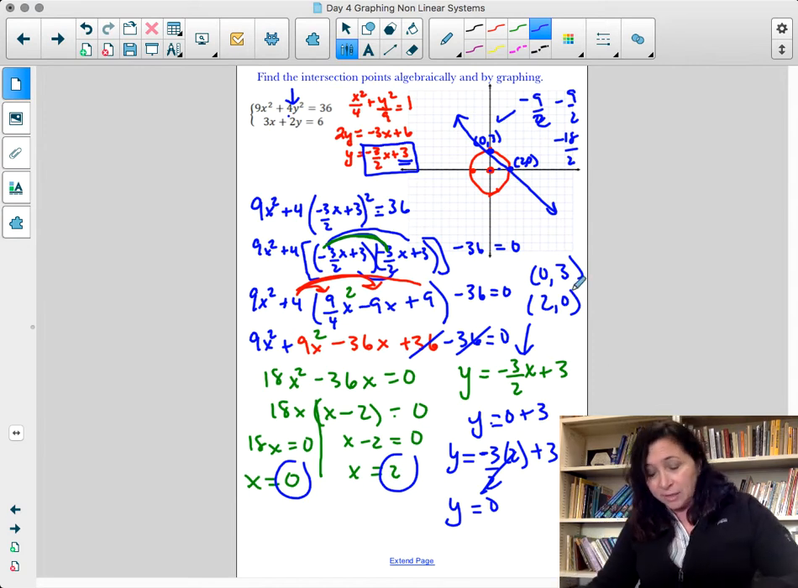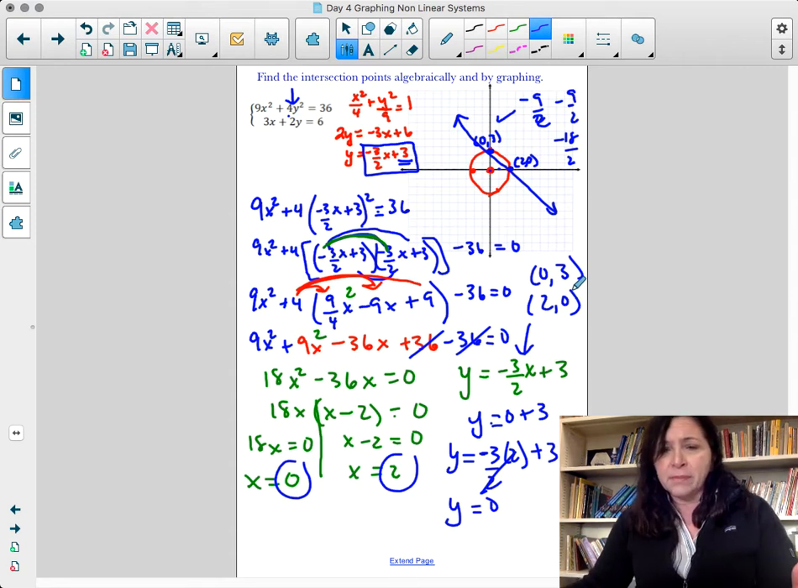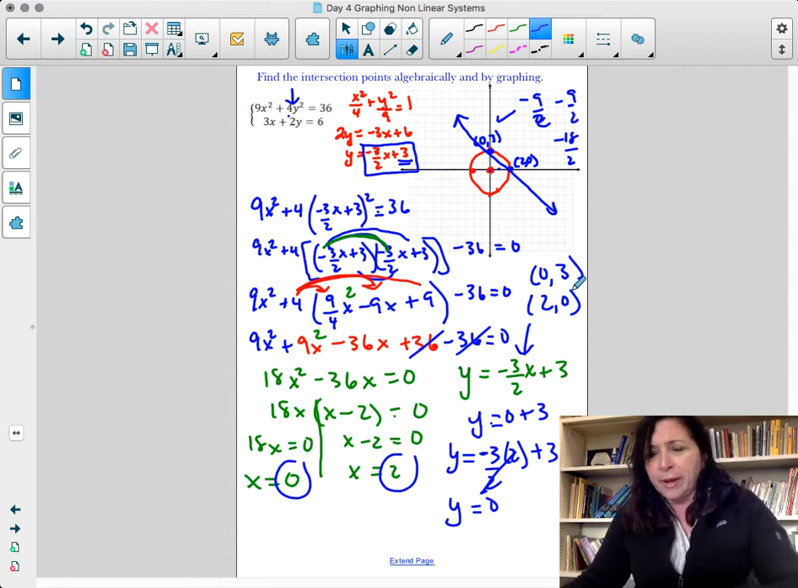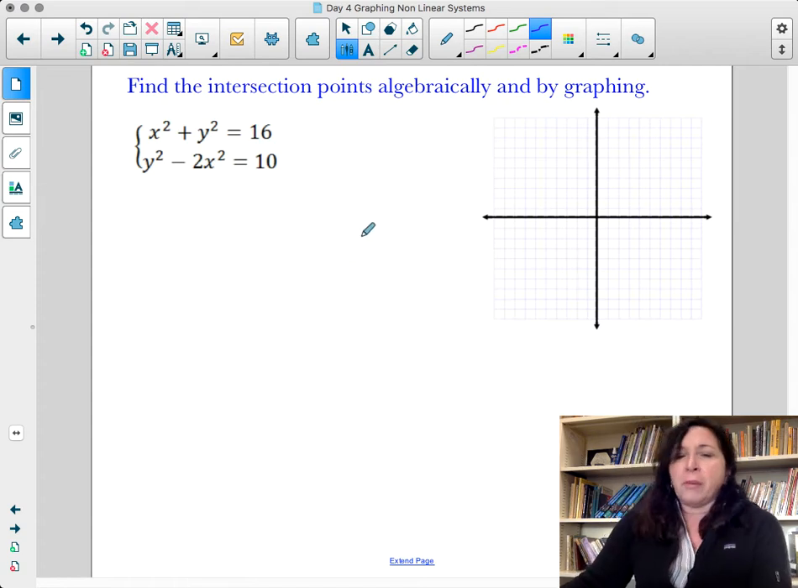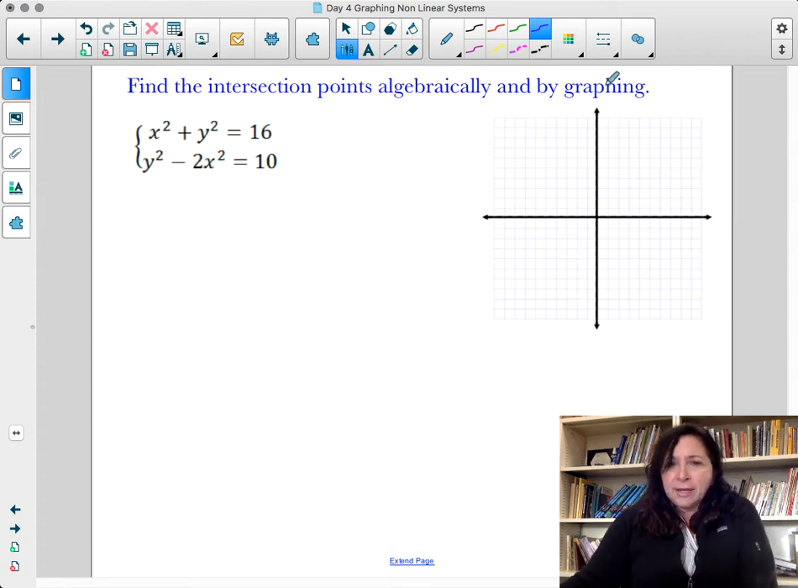So that's what systems of equations is about. And there's a little bit of work involved, but it's completely doable, okay? So let's get started on the next problem. So the next problem says, find the intersection points algebraically and by graphing.